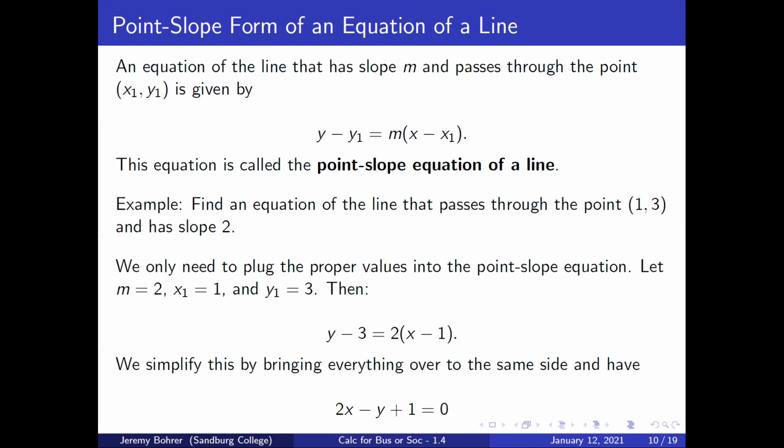So for example, we find an equation of the line that passes through the point 1, 3 and has slope 2. We only need to plug in the proper values into the point slope equation. m is 2, x1 equals 1, and y1 equals 3. So y minus 3 equals 2 times x minus 1. And we simplify this by bringing everything over to the same side and have 2x minus y plus 1 equals 0.